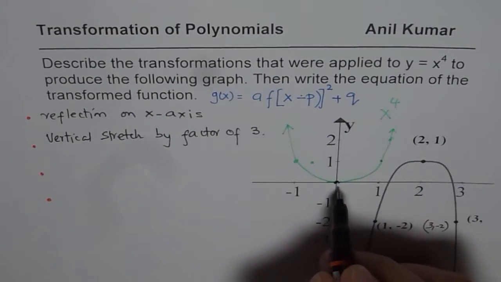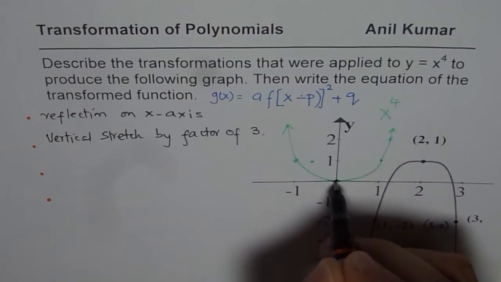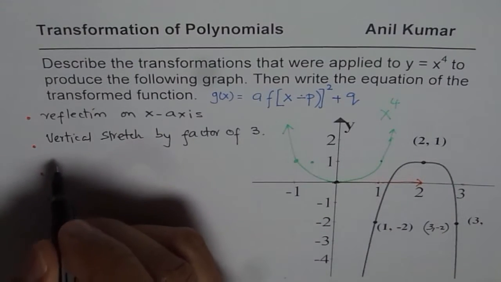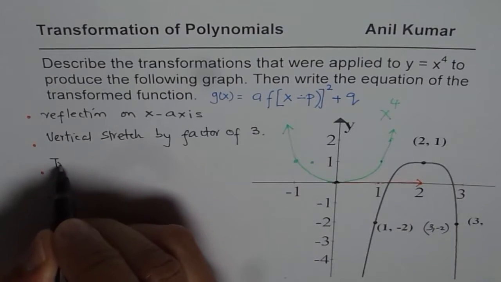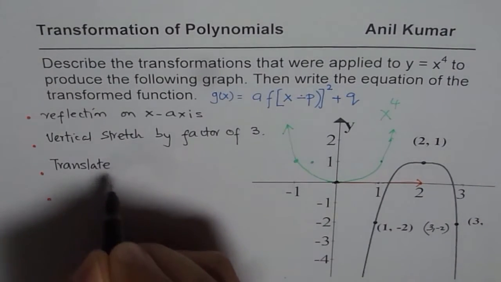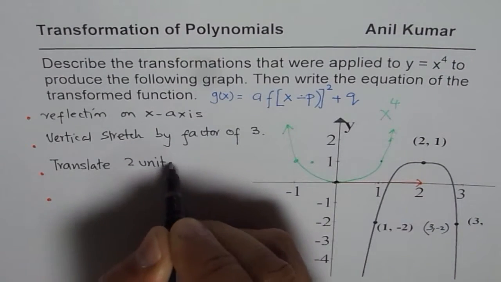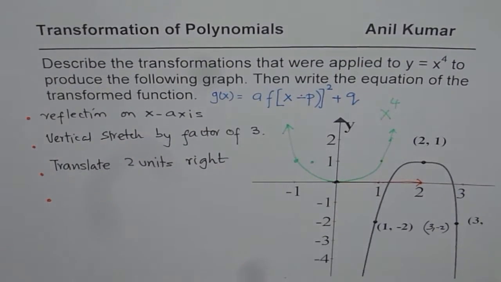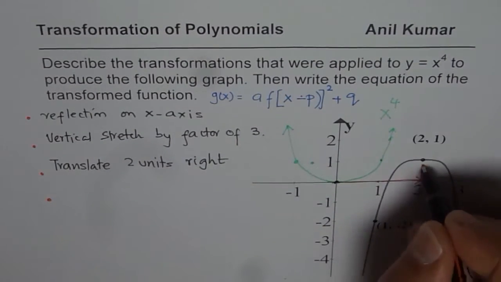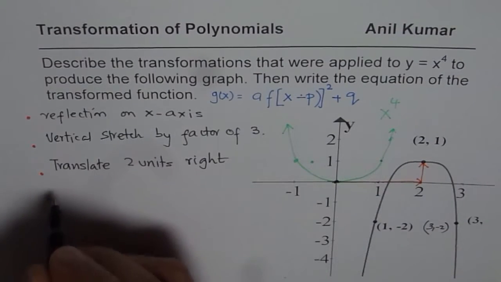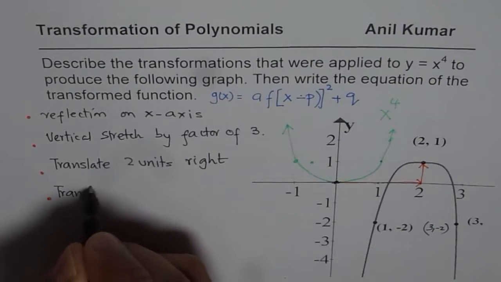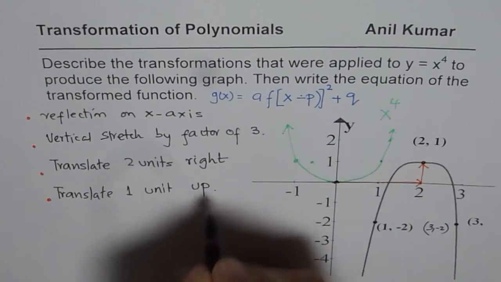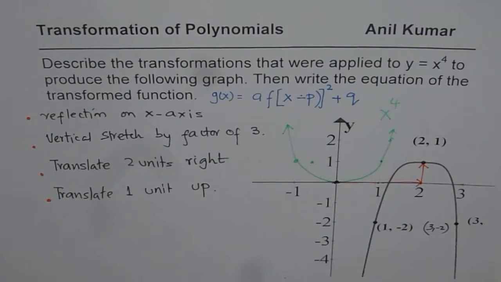Now, as far as the translation is concerned, we see that the point at the origin has moved horizontally 1, 2 units towards the right. So translate 2 units right. And what else? 1 unit up. So it goes 1 unit up. Translate 1 unit up. So that becomes the description of the transformation.